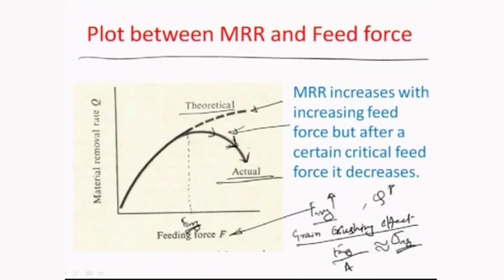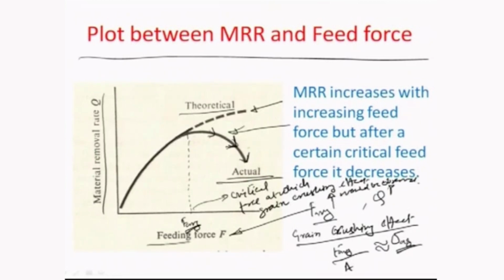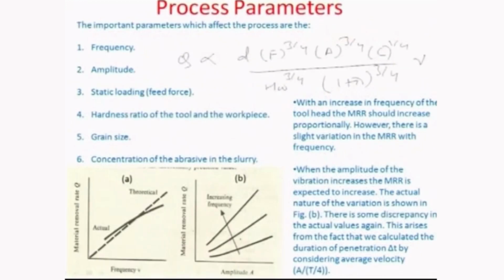So, this really is a critical force above which the grain crushing would start to take place, the critical force at which the grain crushing effect would be observed. So, that is in a nutshell what would happen to the trend of material removal rate with respect to the feed force. So, there are some other interesting factors to be discussed.